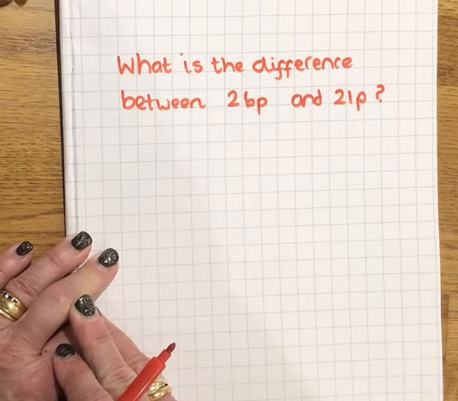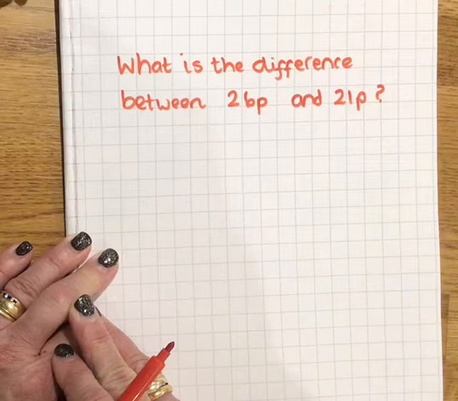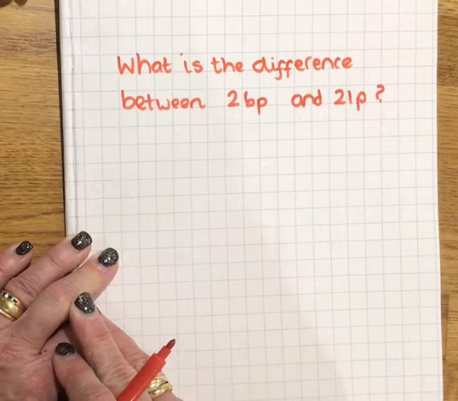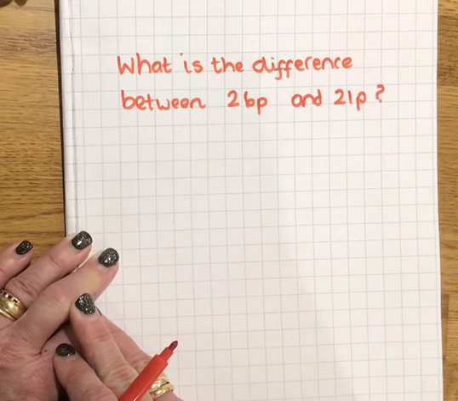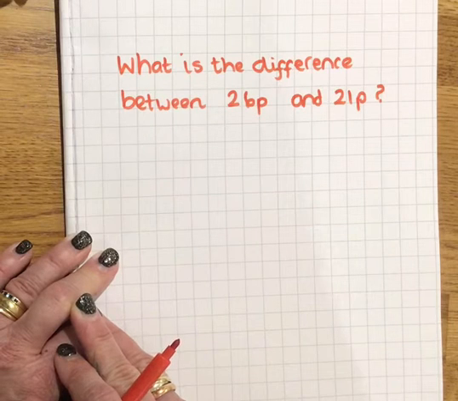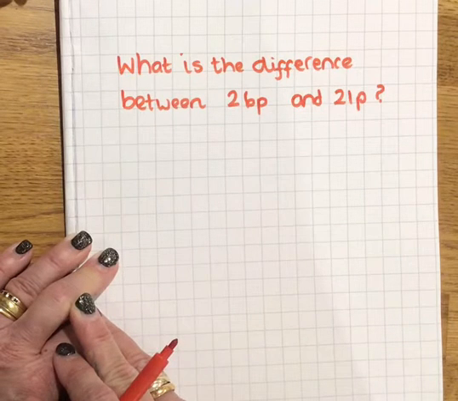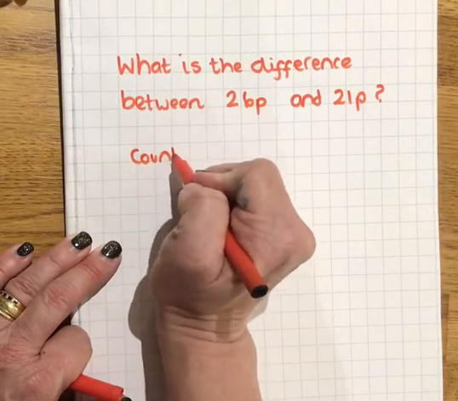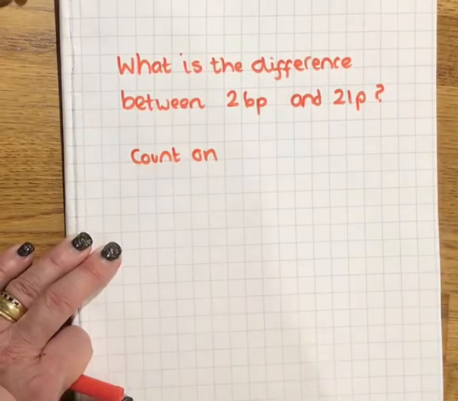But that's not what we're going to be looking at, because what the difference is between two numbers is a mathematical idea that really means, if I wrote them on a number line, how many jumps are there between those two numbers? So let's have a look at how I could find the difference between 26p and 21p. Well, I could do it in one of two ways. I could count on. So let's look at how we count on.